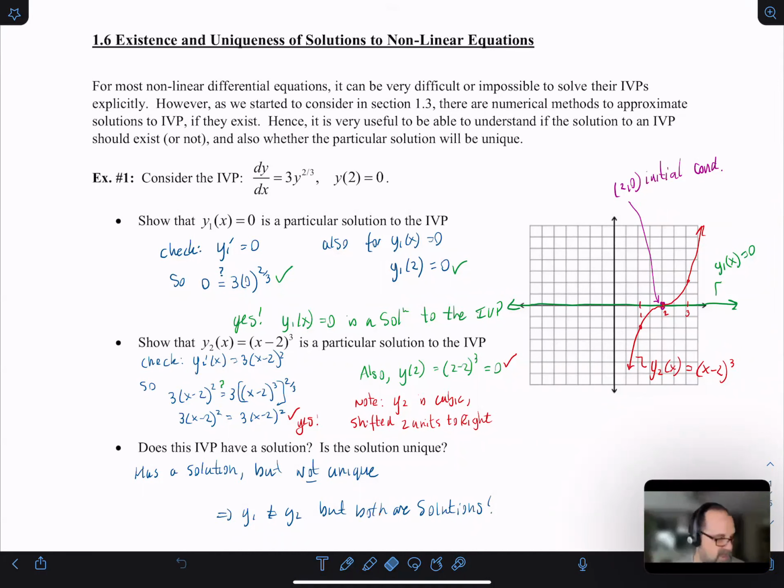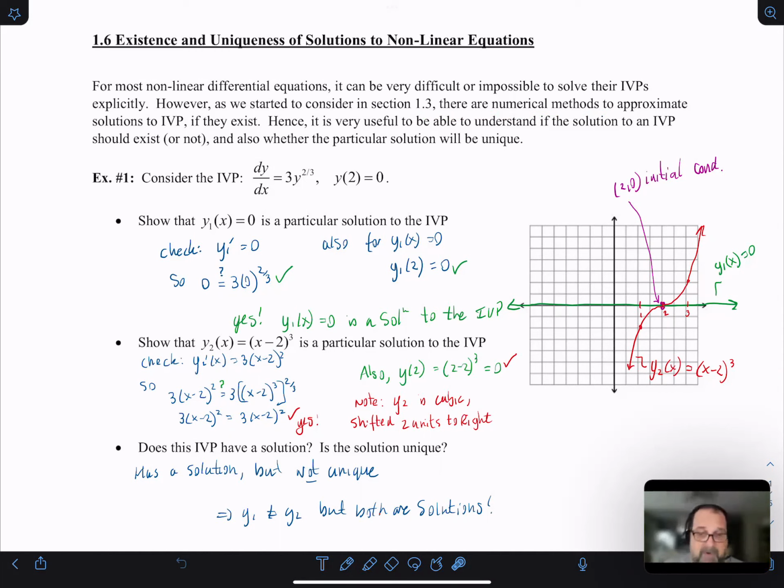In this section, we're going to talk a little bit about the existence and uniqueness of solutions for nonlinear differential equations. Basically, the idea here is that a lot of nonlinear differential equations are actually very difficult or even impossible to solve. And we're basically stuck with trying to use numerical methods. Again, we started talking a little bit about numerical methods in section 1.3. There are lots of other numerical methods we didn't actually get to and we won't be talking about, but there are these methods to solve or approximate solutions to an initial value problem.